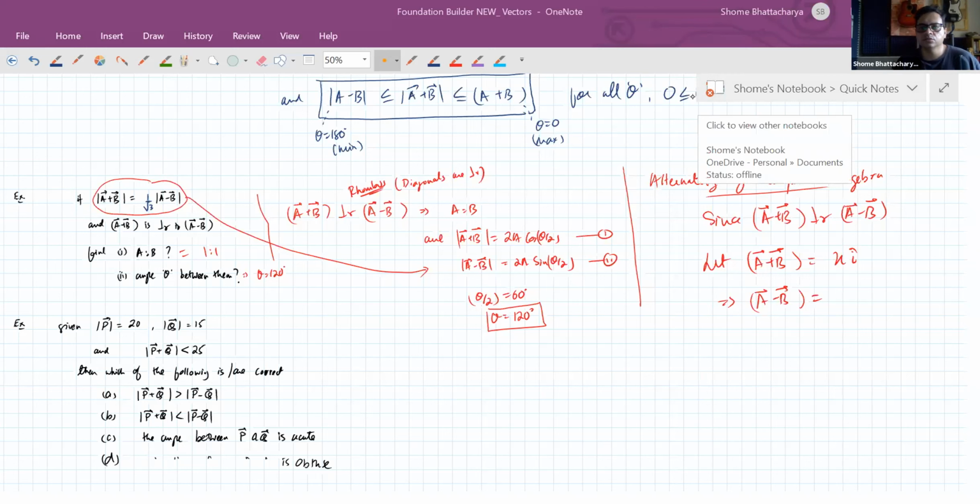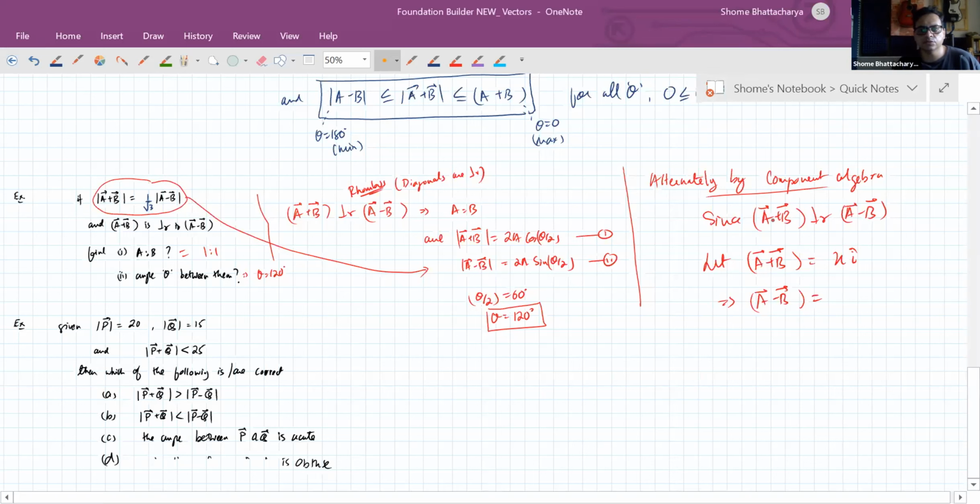Yeah, so as I was telling you, there is another way of doing this first question. So if I did not use the shortcut of the rhombus method, then I would have used component algebra, that assume that the vector a plus b is along the x-axis. So automatically vector a minus b being perpendicular to it is along the y-axis. Okay, and y should be equal to root 3x.